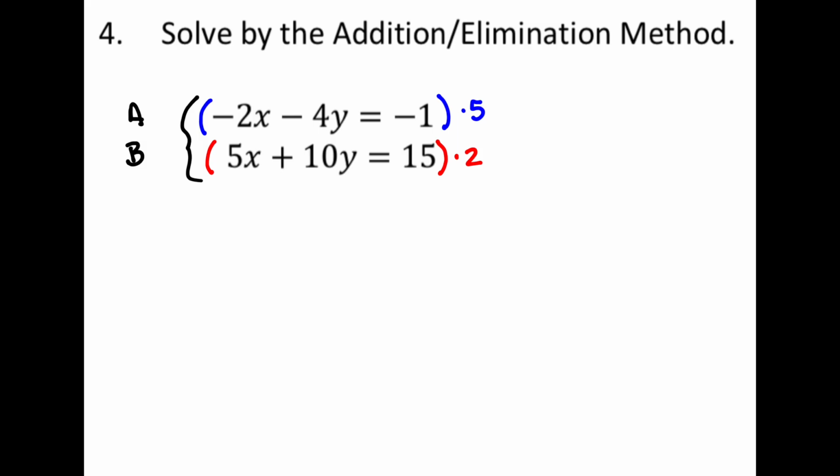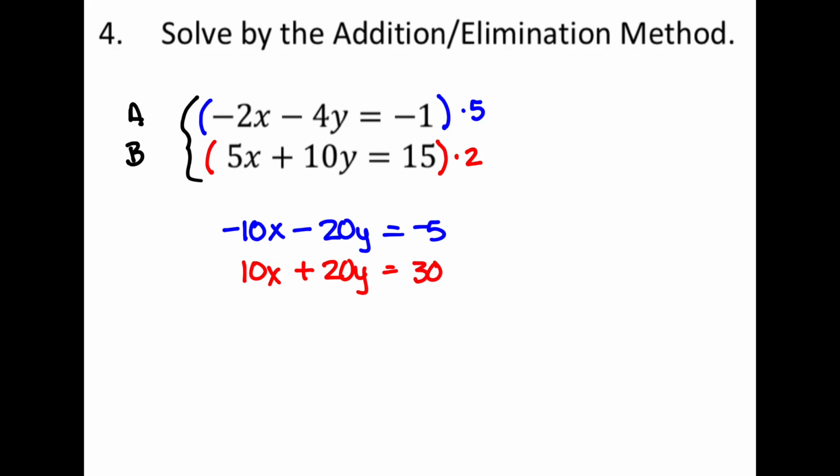Okay, so if I times them by these particular numbers, I'll get a negative 10 and a positive 10, right? So the blue one becomes negative 10x minus 20y equals negative 5, and the red one becomes 10x plus 20y equals 30. Okay, so when I add these up, we get a 0 for x, 0 for y, but we get 25 on the other side.